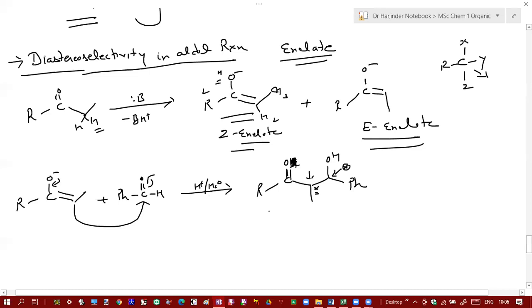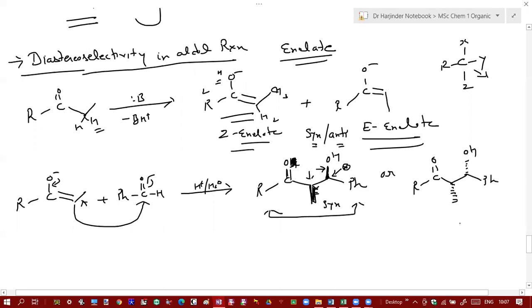Now, the possibility here is that these two groups, one is the group coming from the enolate, and the second is this new OH group, may be syn to each other or anti to each other. If both are on the same side, that will be syn, and if both are opposite to each other, that will be anti. For example, they may be above the plane, so in that case they are syn, or both may be below the plane. So again, it is syn or anti?